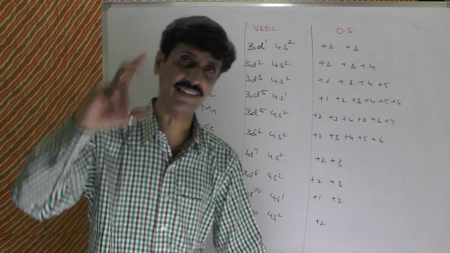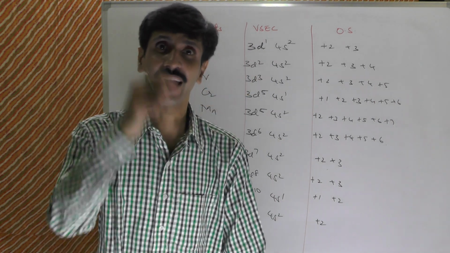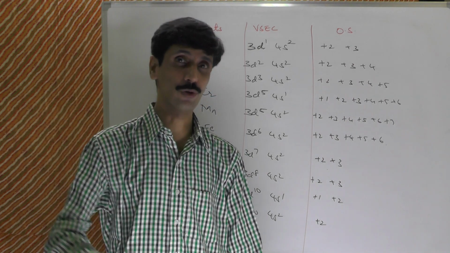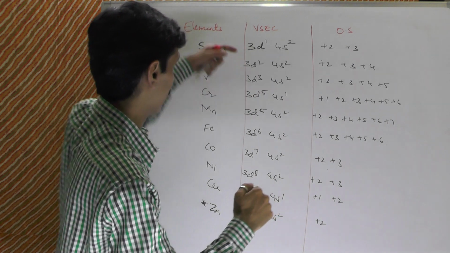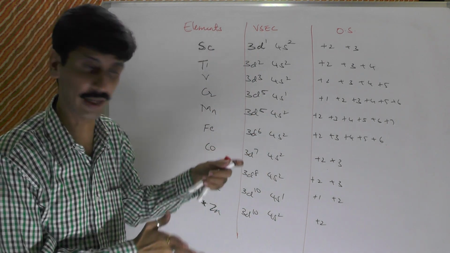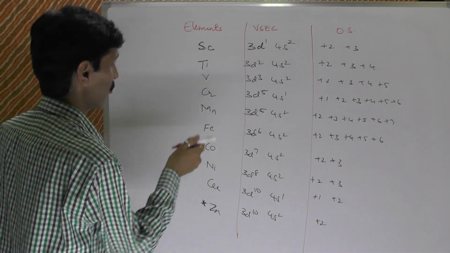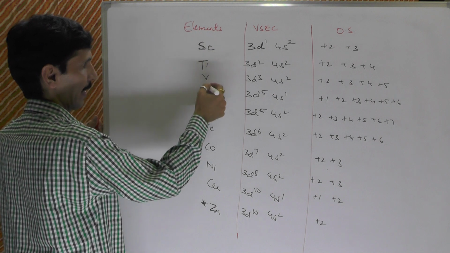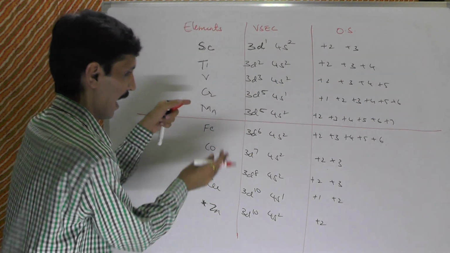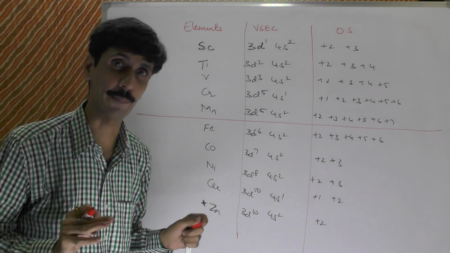Now let us look at some observations from this particular table. Number one observation: as electrons get progressively added into the d orbital, as the atomic number increases, we divide this entire series into two halves. That will make the comparison easier. One half is scandium, titanium, vanadium, chromium and manganese. This is the first half of the series, and then we go for the later half of the series. So we will be able to compare properly.